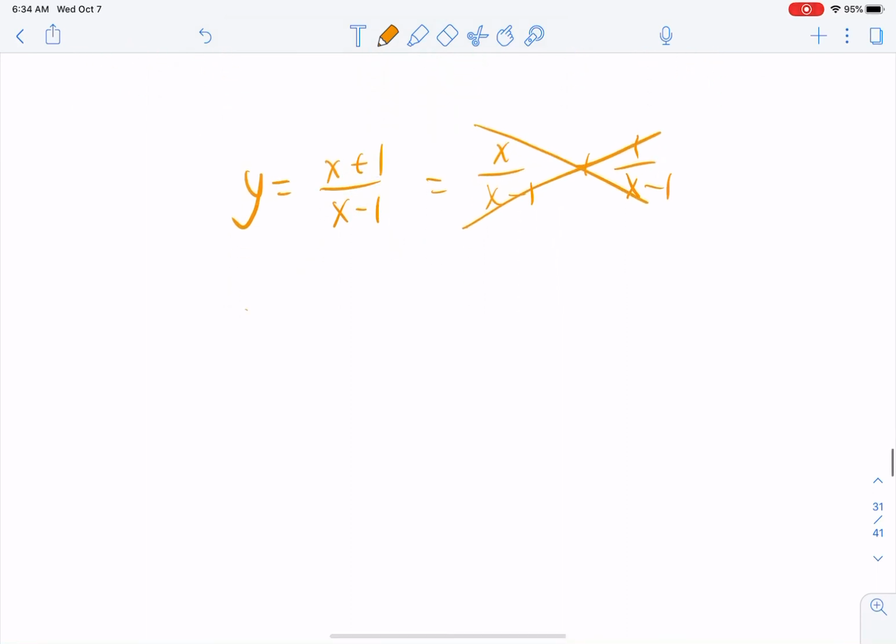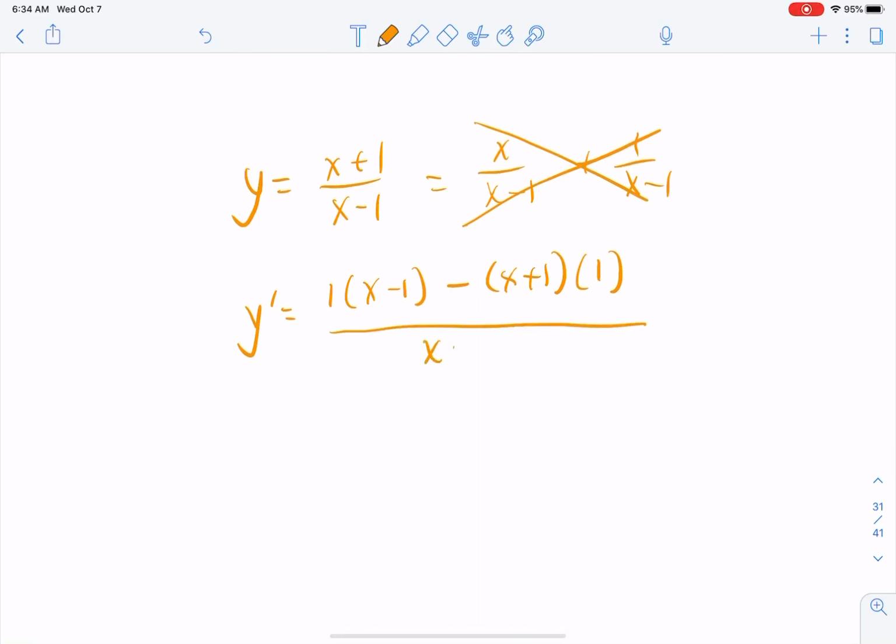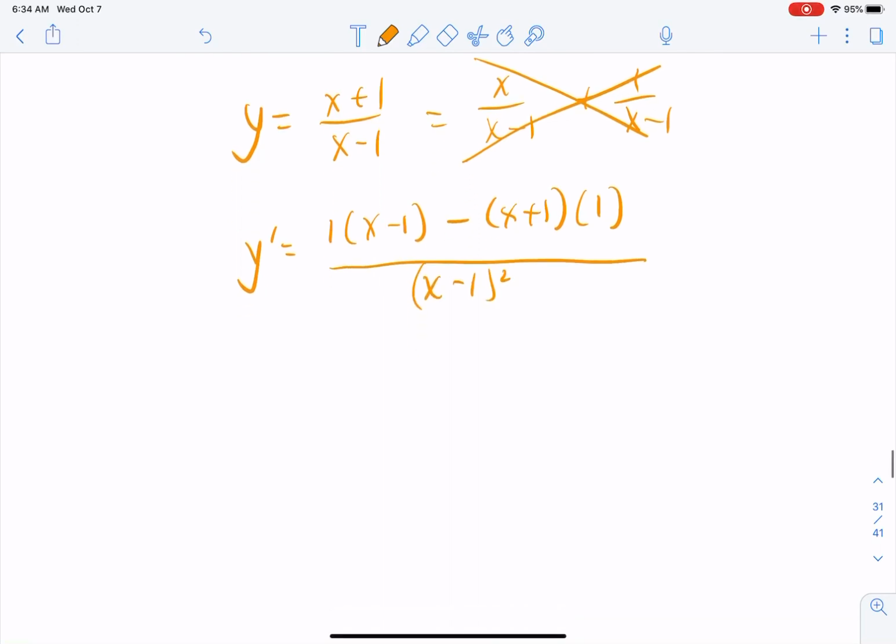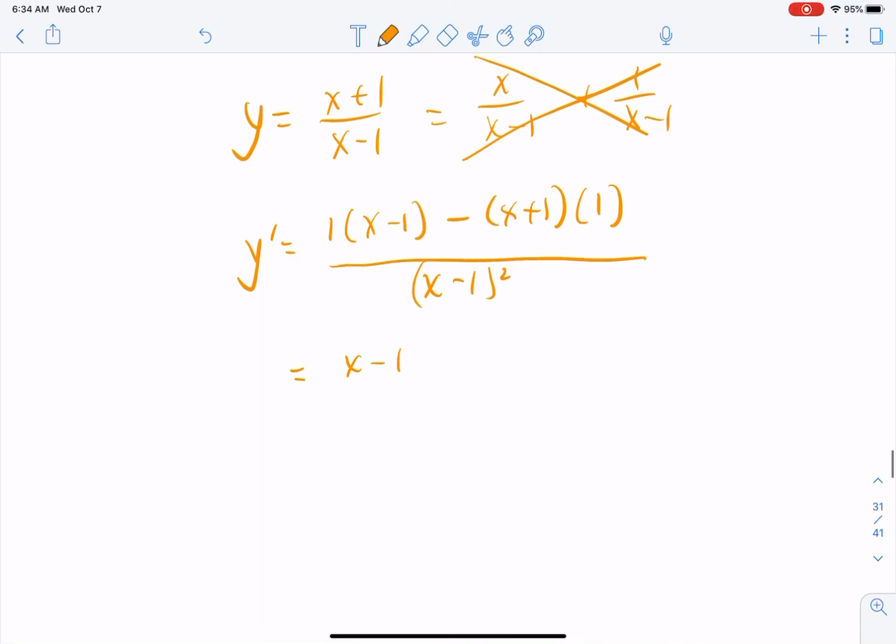So if I were going to take the derivative of this one, derivative of the top, which is just 1, times the bottom, x minus 1, minus the top one, x plus 1, times the derivative of the bottom, 1, over the denominator squared, x minus 1 squared. Okay, and then maybe just clean this thing up. x minus 1. I just distributed 1 through the parentheses. I know it didn't look like it did, but I did. And then I have to distribute -1 through this one. So negative x minus 1 over x minus 1 squared.